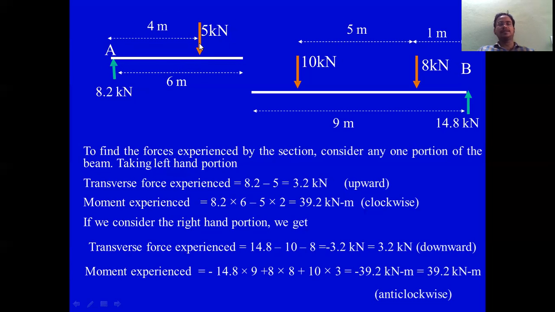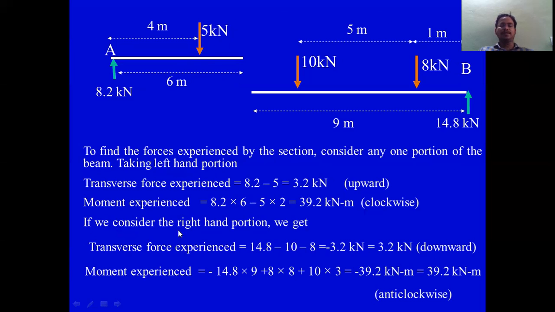This direction is clockwise. Here you assume clockwise as positive, and 5 into 2, anti-clockwise, is negative. So the resultant moment will be 39.2 kilonewton meter. The final direction is clockwise because the result is positive. When it is positive, it is clockwise according to the figure shown here.